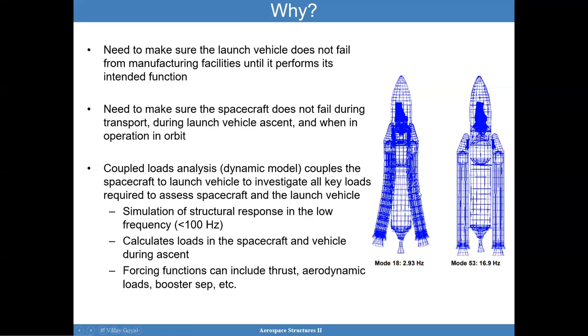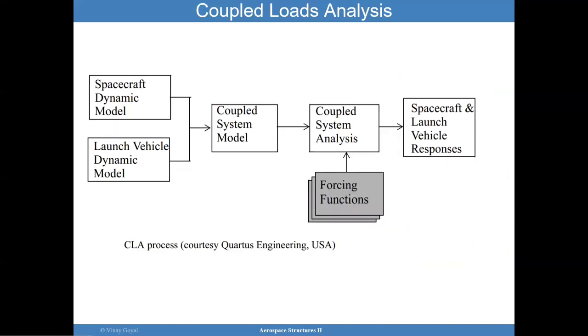Here you have an example of mode number 18. It's at 2.93 hertz, and you can see the solid rocket motor here deforming quite a bit. Mode 53 here is at 16.9 hertz, and you can see the mode shapes of the spacecraft for that particular mode. You can have a frequency from the launch vehicle interact with the frequency of the spacecraft, and that interference can cause a dynamic amplification factor. The idea is to keep those two frequencies separated if you can.